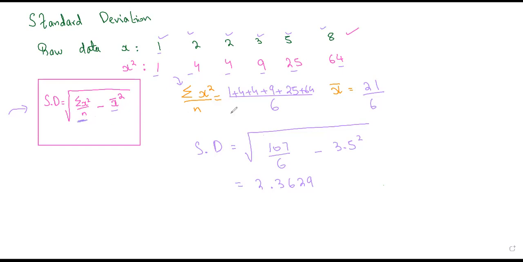So this was here. This is the term. It is 107/6 minus mean squared, and mean was 3.5 squared. 21/6 is 3.5. And the answer for standard deviation would be 2.3629. Yes. Do you get it now? Yes, Ashal, is that okay? Okay, perfect. Now the next thing is variance.